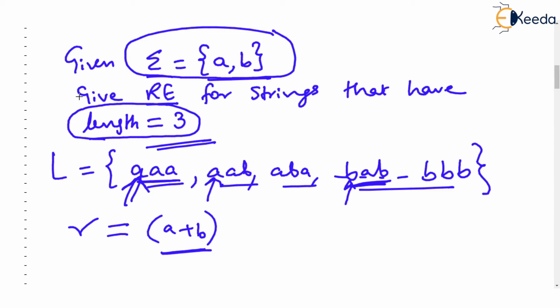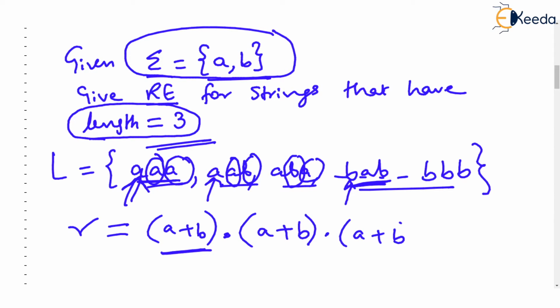What should it be followed with? Check this. The second letter can again be A or B. So this is followed with A or B. And the third letter, check the third letter, can be A or B. Clearly, there can be only 3 occurrences. At the first place, there can be A or B, followed by, second place, there can be A or B, followed by, third place, there can be A or B.